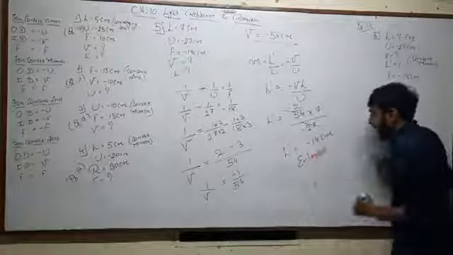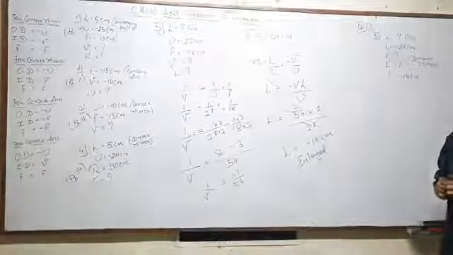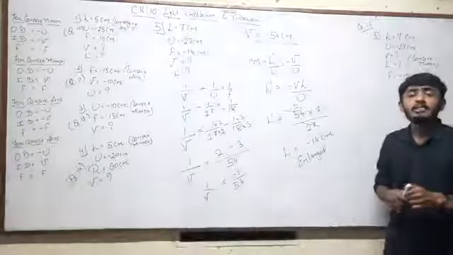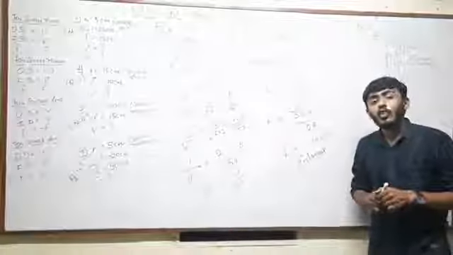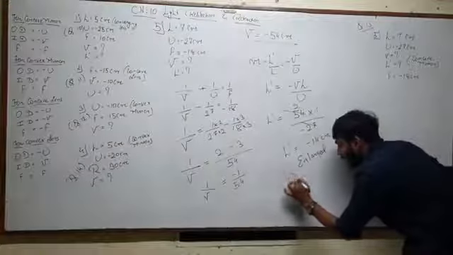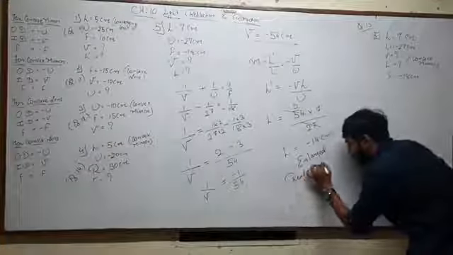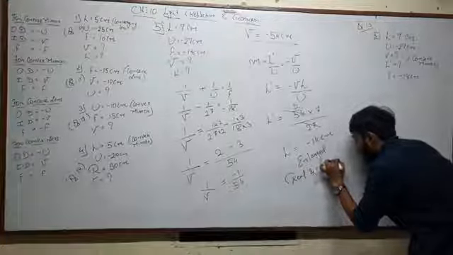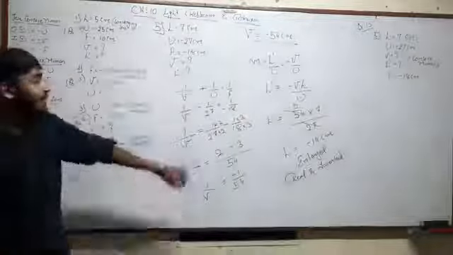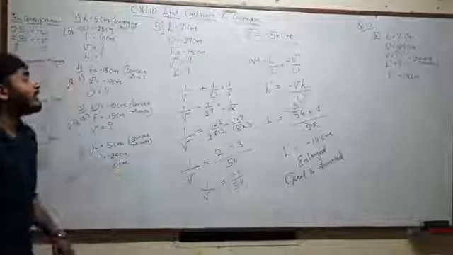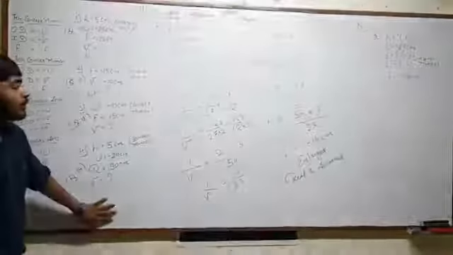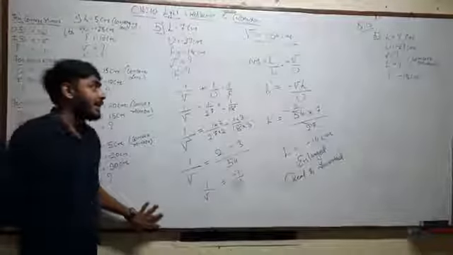It is enlarged. One more thing, the image height is negative. That means we need to know that it is real and inverted, because it is below the x-axis. Fine. So I have completed this sum. I hope you are clear with this. Please check this out. Okay. It is enlarged, real and inverted.